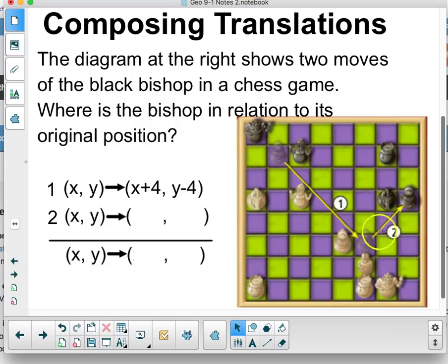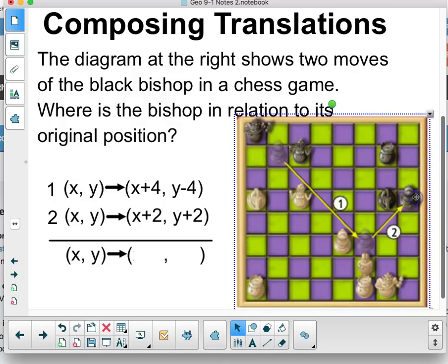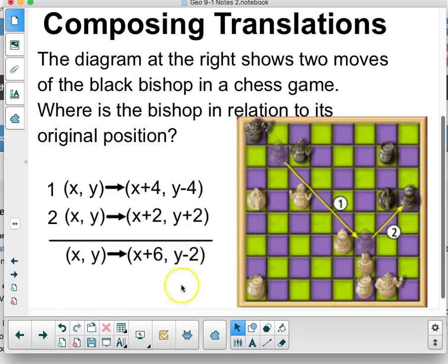Now, from this spot, my second move of the bishop would have been 2 units to the right, adding 2 to x, and 2 units up, adding 2 to y. So that's my next move. What if I just wanted one move? What's the resulting move from my original position of my bishop to where it ended? If I look at that, it's 1, 2, 3, 4, 5, 6, and 1, 2. So if I add my moves, 4 plus 2 is 6, and -4 plus 2 is -2. That's my resulting move, my composition.